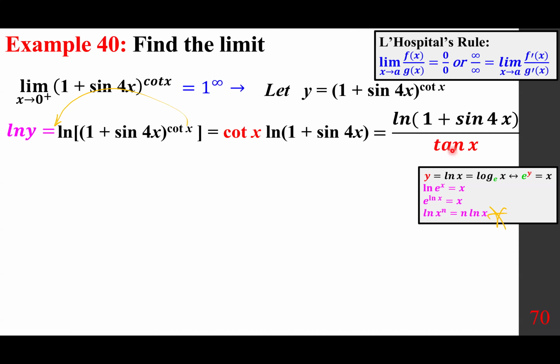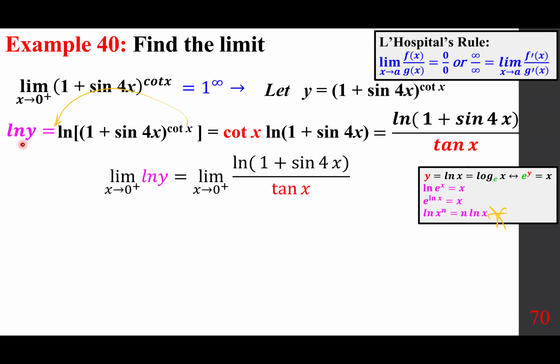The reason, just right here, I want you to see that when x approaches 0, this is ln of 1, because sine is 0, and ln 1 is 0, and tan of 0 is 0. It becomes 0 over 0. So now, instead of taking the limit of this piece, we're going to take the limit of ln y. So the limit of ln y as x approaches 0 from the right is the limit of this expression as x approaches 0 from the right.